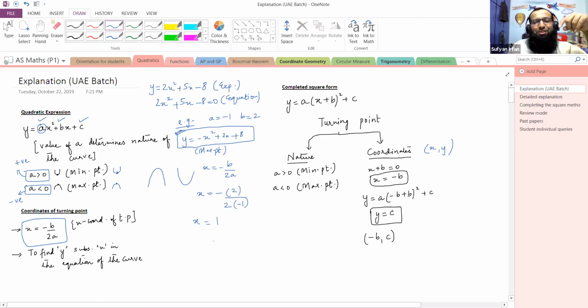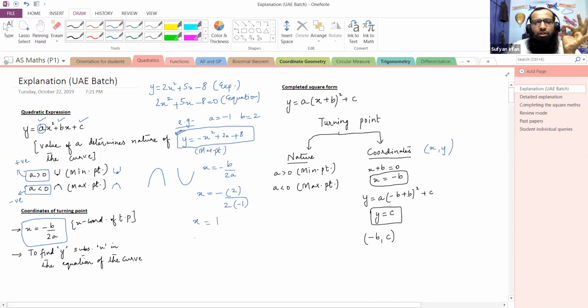This means the x coordinate of turning point is 1. Sir, but when we are talking about coordinates, we need the x coordinate as well as the y coordinate. You have just found the x. How can we find the y? To find the y coordinate, you need to substitute the x coordinate into the original equation of the curve. And that is what is written over here. When you have found the x coordinate of turning point, you need to substitute this x coordinate in the equation of the curve. And in this example, the equation of the curve is negative x squared plus 2x plus 8.